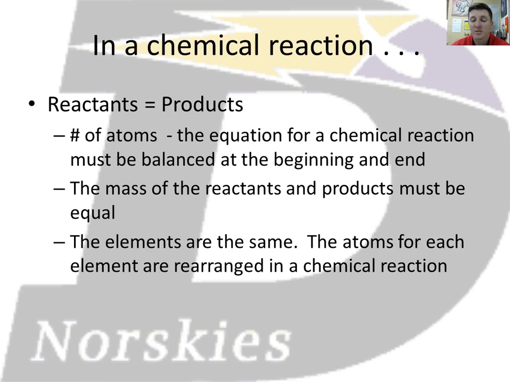And then finally, the elements are the same. Atoms for each element are rearranged in a chemical reaction. Understand that in a chemical reaction, the elements stay the same throughout. The types are the same on both sides. However, there is a rearrangement of the elements that must take place in order for the chemical reaction to occur.